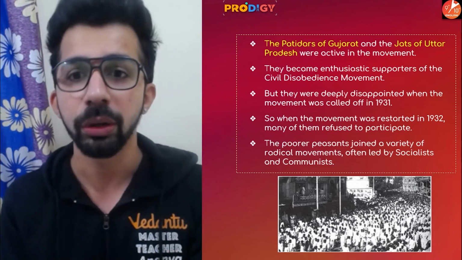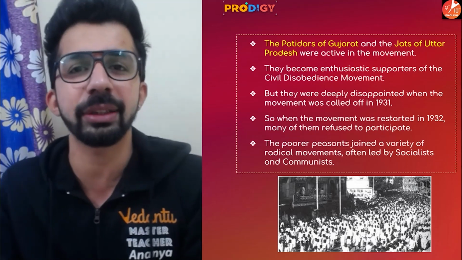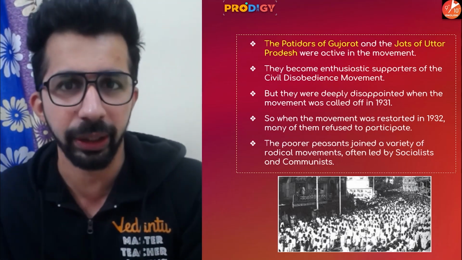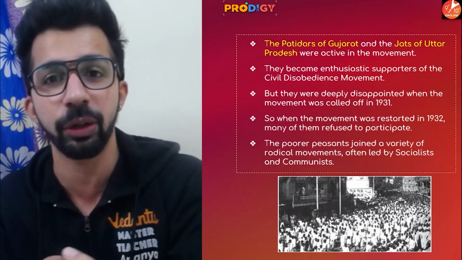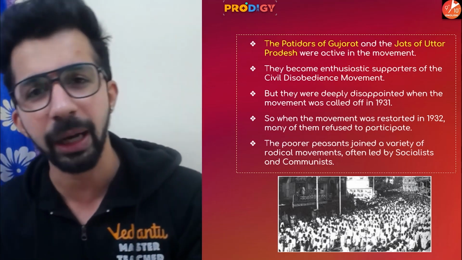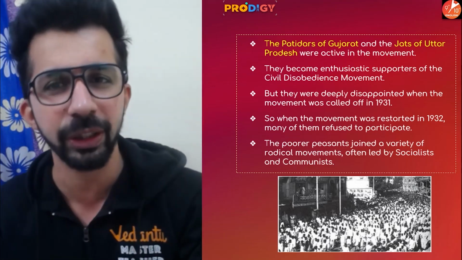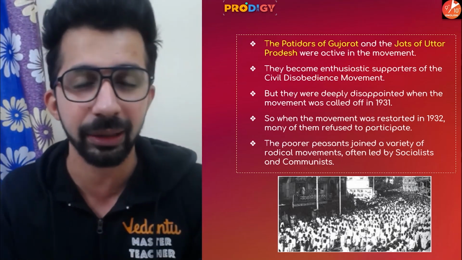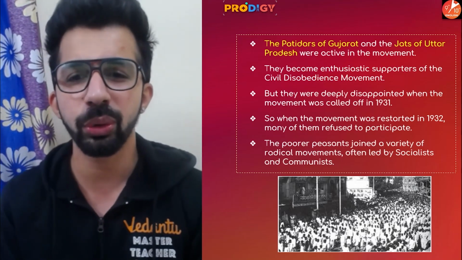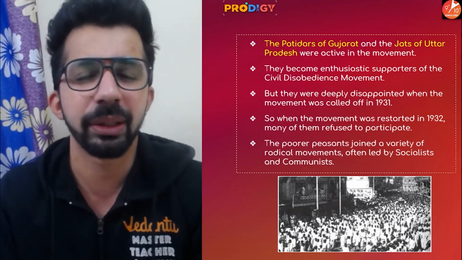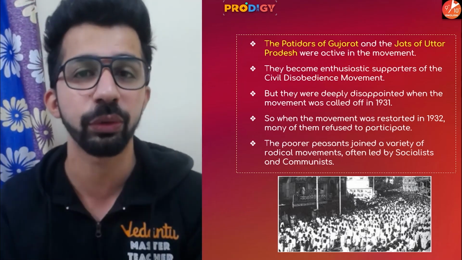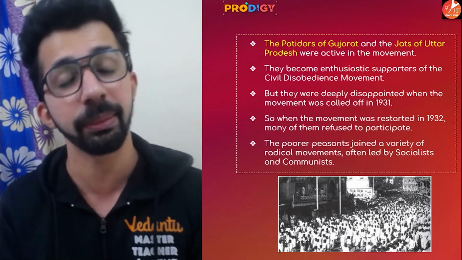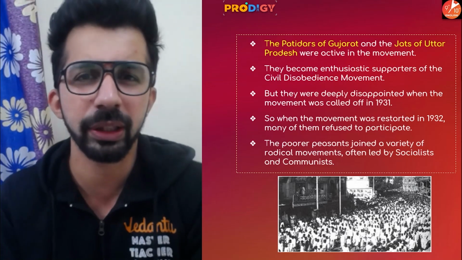But what happened, guys? उनकी किसी ने सुनी नहीं या उनके demands fulfill हुए नहीं. All right, so because their demands were not fulfilled, when Gandhiji came back to India, he started a second phase of civil disobedience movement in 1932. Okay, so उस time पे they refused to participate in this movement. Who? Patidars of Gujarat, Jats of Uttar Pradesh, and many other people, because they were disappointed.